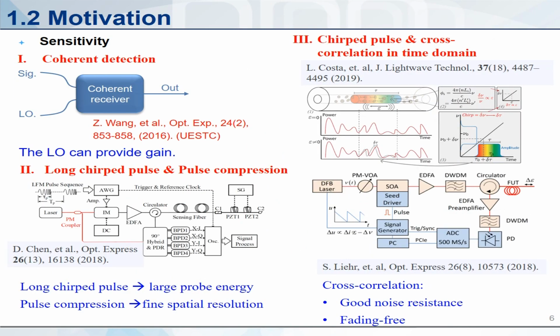There are various methods to improve the key parameters. We start from the sensitivity. Firstly, we can use coherent detection to increase the sensitivity because the local oscillator can provide several orders of gain for enhancing the weak scattering signal. Secondly, we can use long chirp pulse and pulse compression because a long chirp pulse can have large probe energy, and after pulse compression, we can achieve fine spatial resolution. Thirdly, we can use chirp pulse and cross-correlation in the time domain. In that case, we can have good noise resistance and fading-free operation.